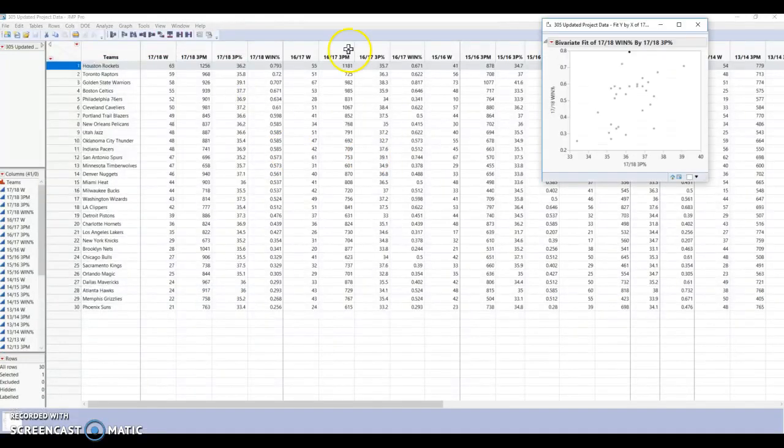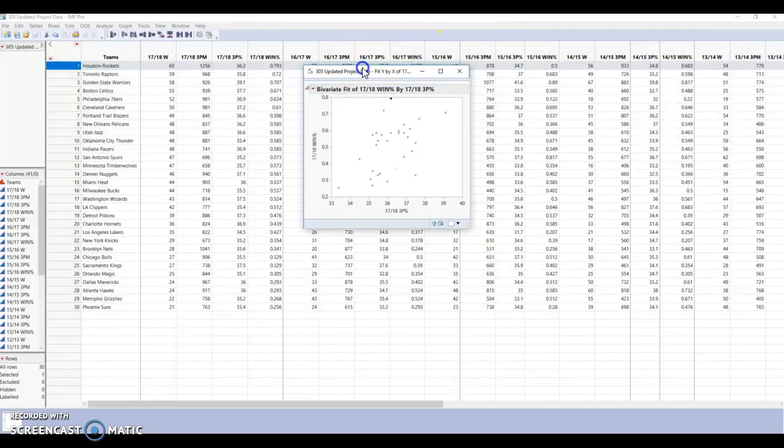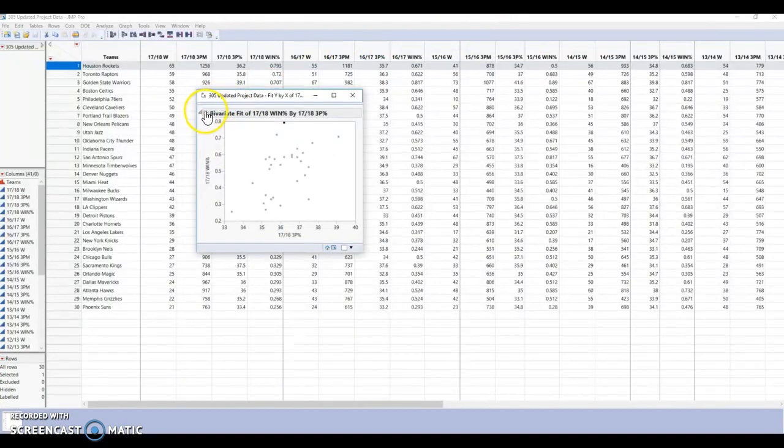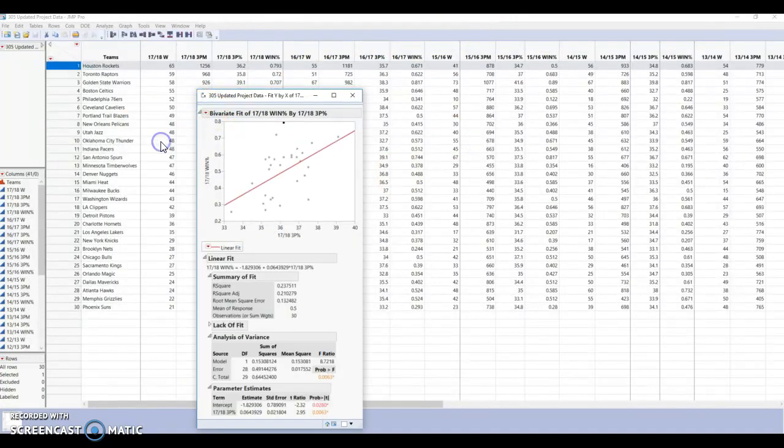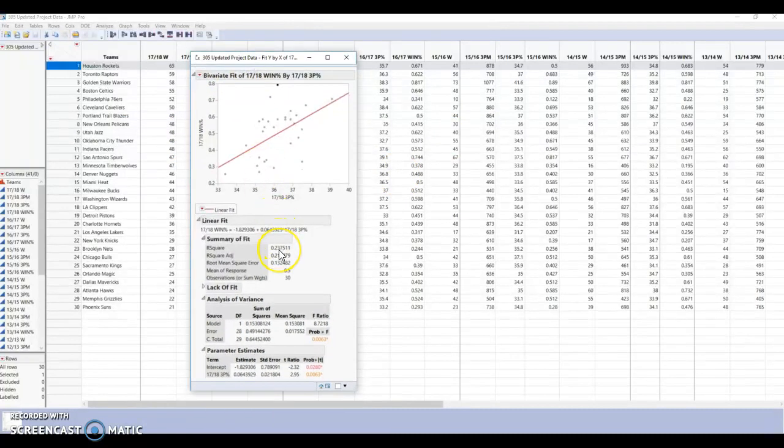Click OK. And notice how we are given a bivariate fit, which is what we want, and we can go ahead and go fit line. And now that we fit the line, we are shown our r square value, and notice how our r square value is 0.2375, indicating 23.75% of the dependent variable is predicted by the independent variable.